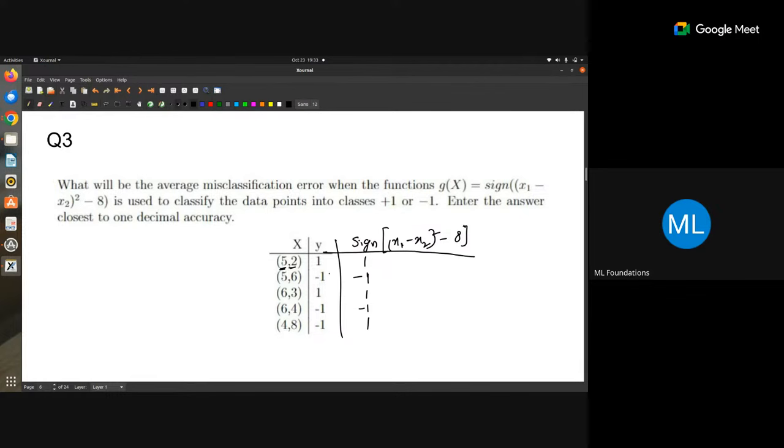So how many misclassifications happened here? This is correct. First one is correct. Second one is correct. Third is correct. Fourth is correct. Fifth. So this is the misclassified data point, right? This is where the misclassification happened. So what is misclassification error? 1 by 5, which is 0.2.